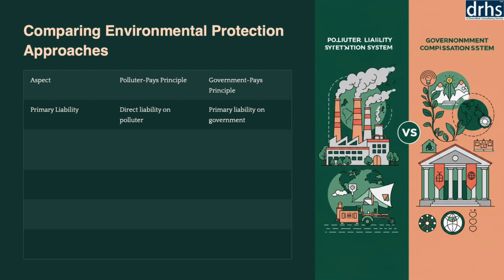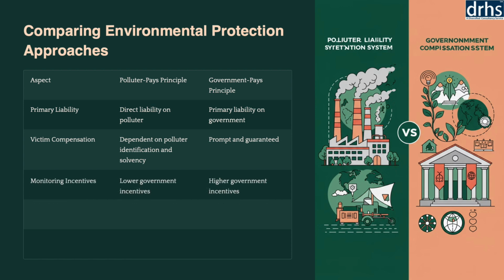The next aspect is related to victim compensation. Under the Polluter-pay principle, victim compensation depends on the identification and solvency of the polluter. If the polluter cannot be identified or lacks the financial resources, compensation may be delayed or insufficient. GPP, that is the government pay principle, however, ensures prompt and guaranteed compensation, as the government assumes responsibility for addressing environmental harm regardless of the polluter's financial status.